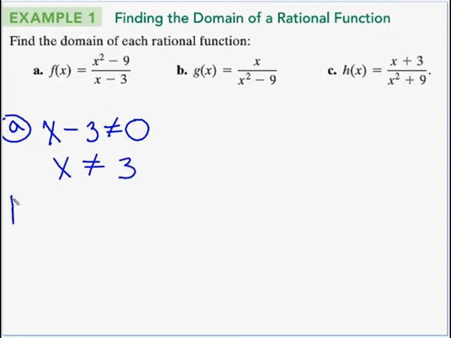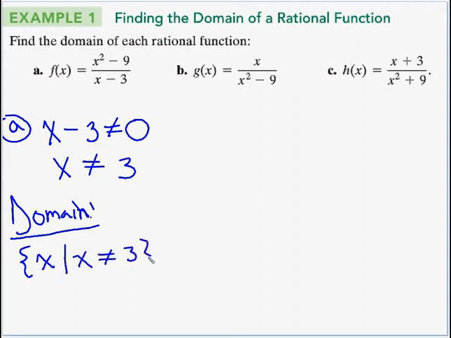And we have our choice of notation. Domain: first, I'll do set builder, the set of all x such that x cannot equal 3. Or you could do interval notation, going all the way left from negative infinity till you hit 3. And then you would union that with the set from 3 to positive infinity. So either of those are completely acceptable.